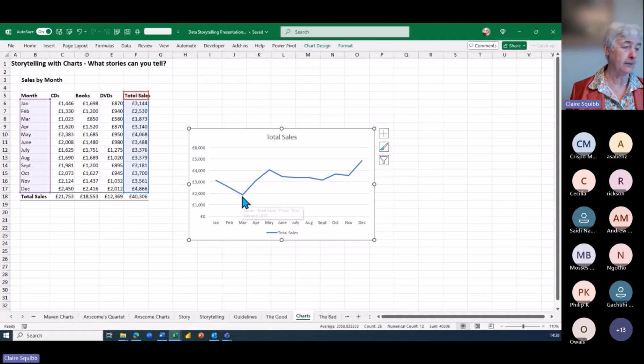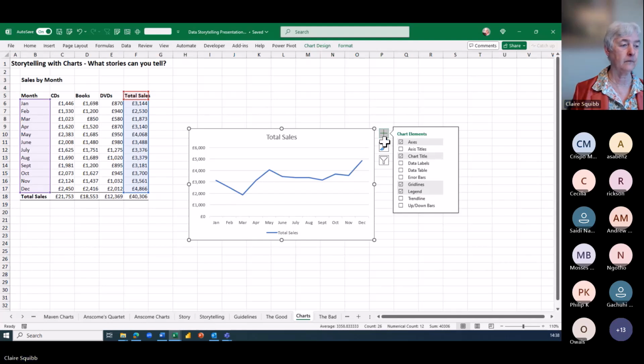Then it all goes down a bit, but then we get sales going up quite steeply through to May and staying high really through the summer. May, June, July, August, September, and then rising up again towards the end of the year. I can add a trend line, and the sales are trending up.